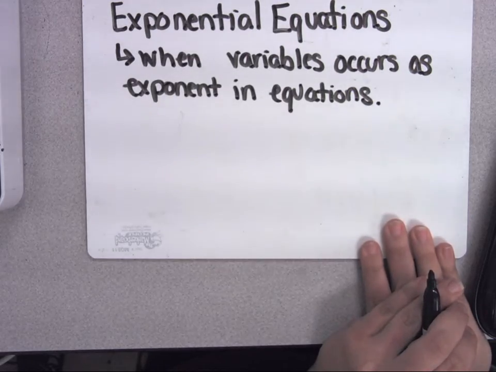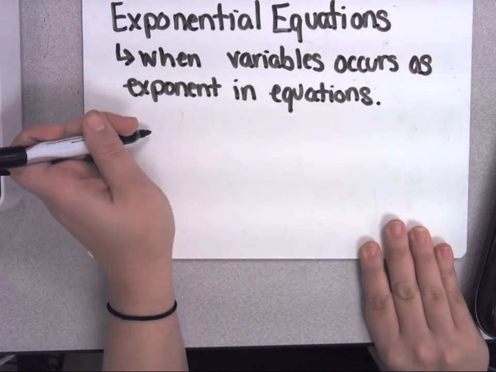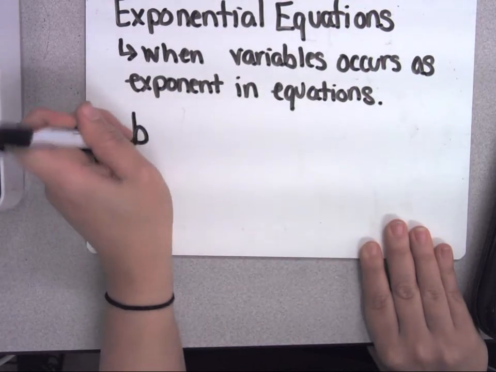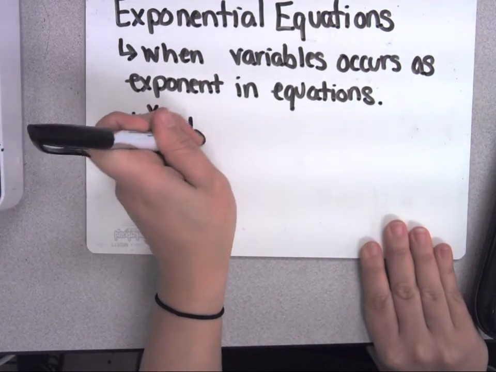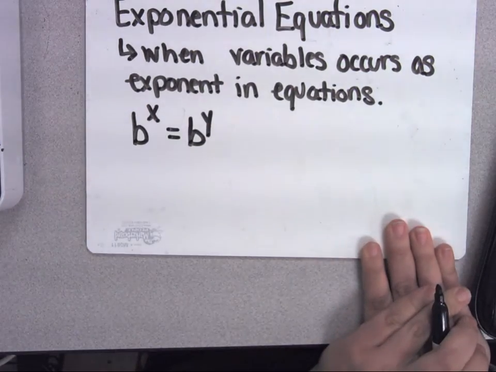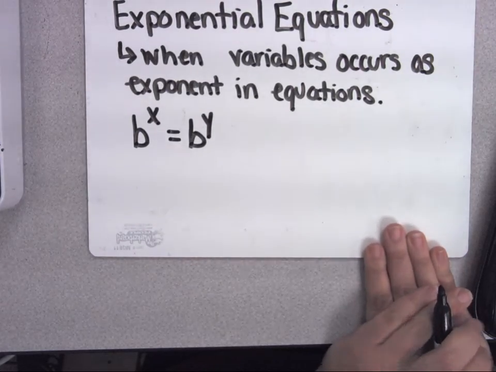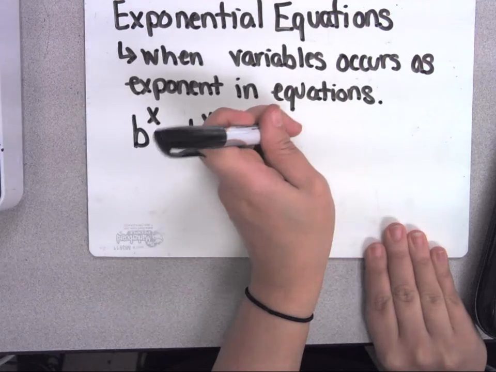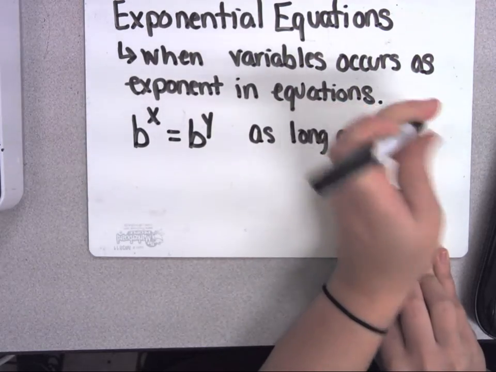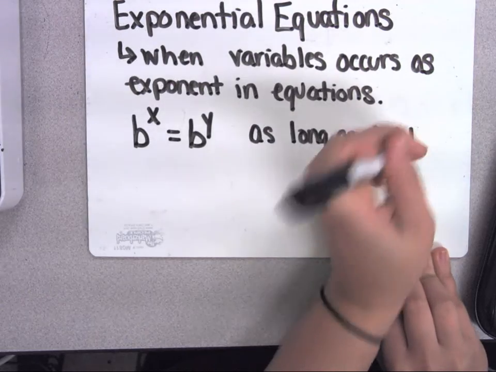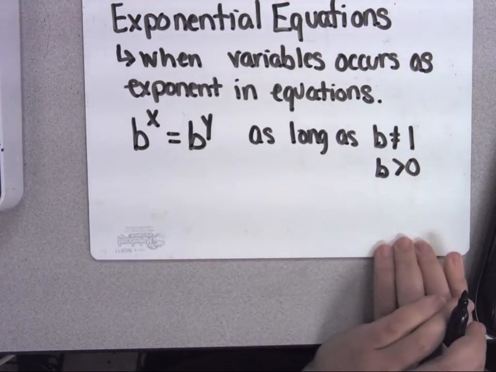Okay, so let me give you the general example for the equation. If I have b to the x power equals b to the y power, that's my equation, as long as b is not equal to 1 and b is greater than 0. Those are the two rules.